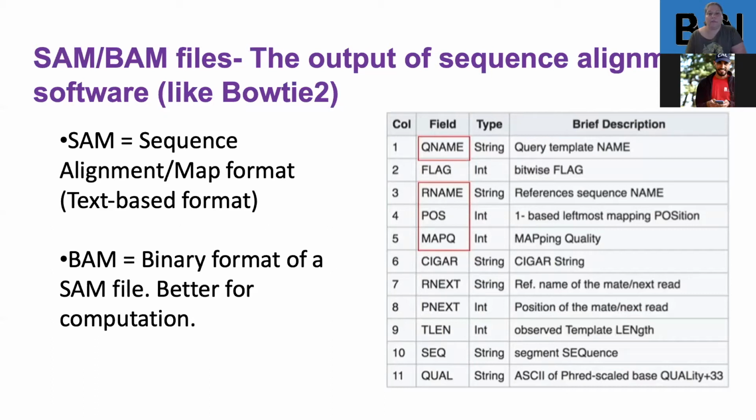The reference name, so if you have different contigs or chromosomes in your reference, it's going to tell you which one it actually aligns to. The position, so the leftmost position where this read aligns to the reference, and that's the position in the reference. And then the MapQ score, so this is that summary score of how well the read aligned.